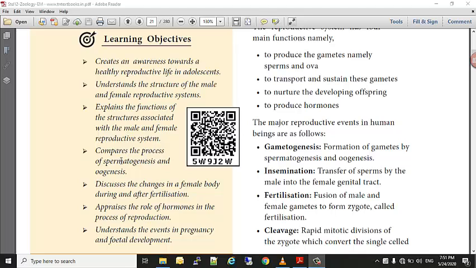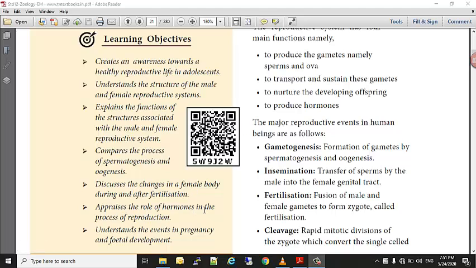You will have a comparison between spermatogenesis and oogenesis. Genesis means formation. Spermatogenesis is sperm formation, oogenesis means ovum formation. This is very simple and these are the two processes. After studying this lesson, you will have a clear idea and you will be able to compare these two processes. Is it clear for you? And you will be able to discuss the changes in the female body during and after fertilization.